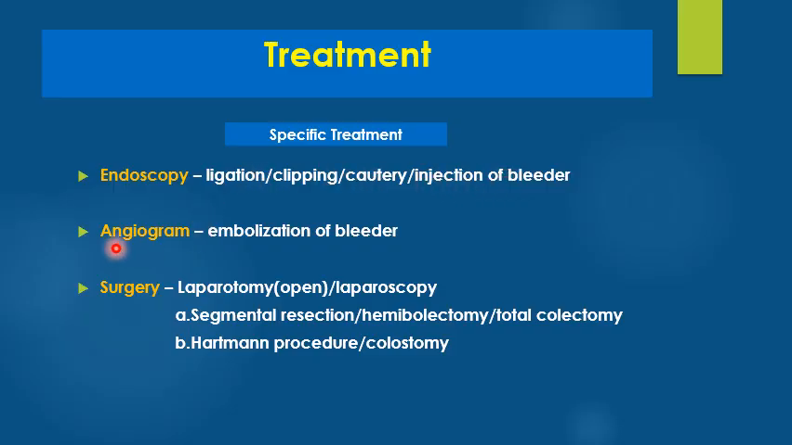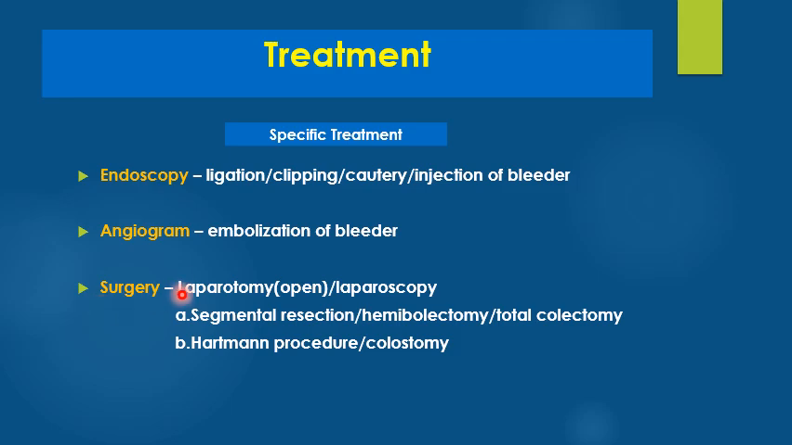Then you can use angiogram. Usually a catheter angiogram may be used, and this can be used not only to localize the bleeding by injecting a dye and looking for the site of extravasation of the blood, but at the same time, you can also embolize the bleeder. Once you embolize the bleeder using gel or some form of foam, then you can stop the bleeding as well. And lastly is surgery.